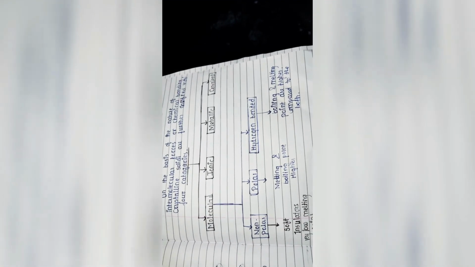In this video, I have explained the classification of crystalline solids, that is molecular, ionic, metallic and covalent. I hope you all understood. In the next video we will see amorphous solid.